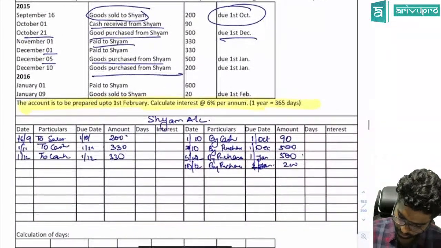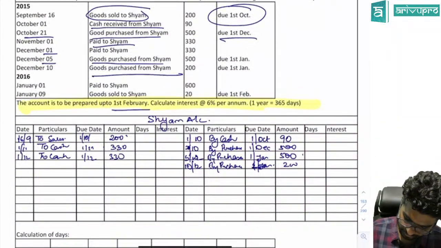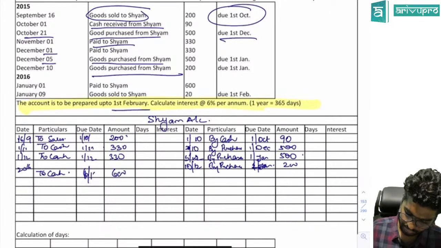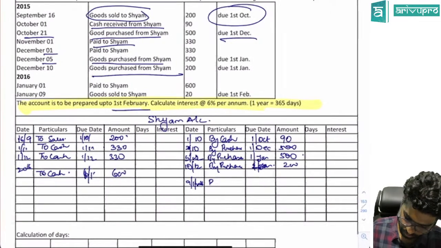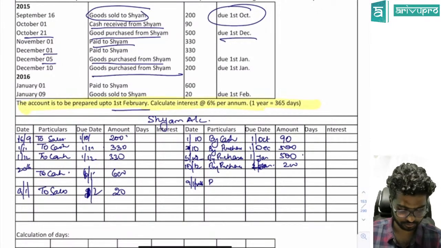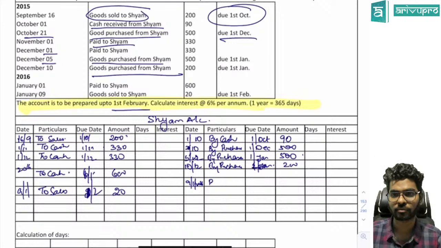I am closing it on 1st Feb, so I still have 2 more entries. 2016 paid to Sham to cash 600. The date will be 1st January itself. Then again 9th January 2016. Sorry, 9th January 2016 to sales 20, and 1st Feb is the due date. Are you guys clear till now? Anyone, any doubt?